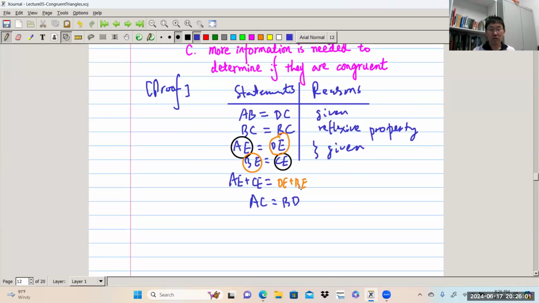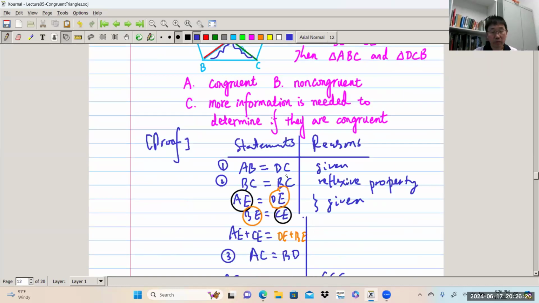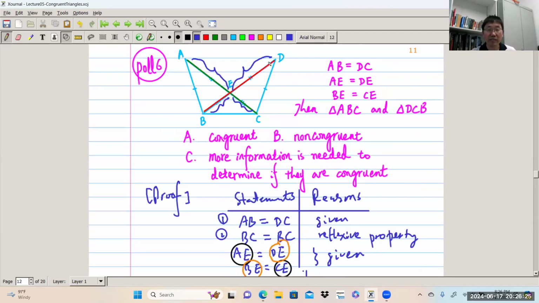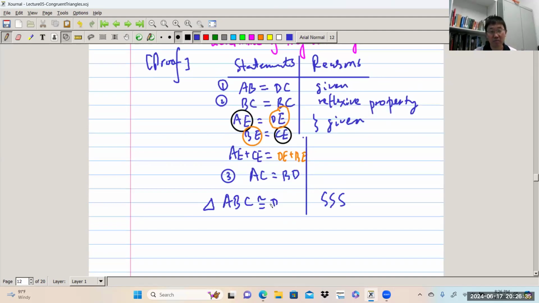So finally, we have SSS, right? So by SSS congruency, we can claim triangle ABC is congruent to triangle... How to write down the second triangle? If I write down ABC, then D what? CB. No, DCB, yeah, DCB, okay.